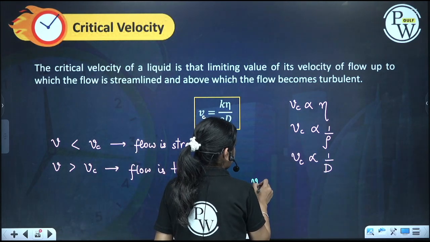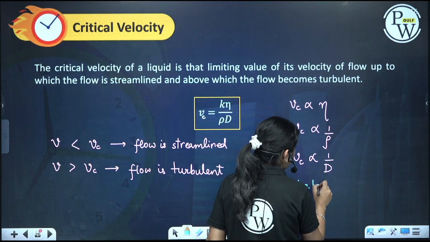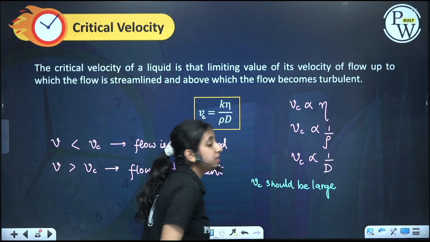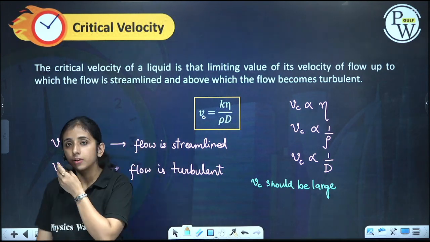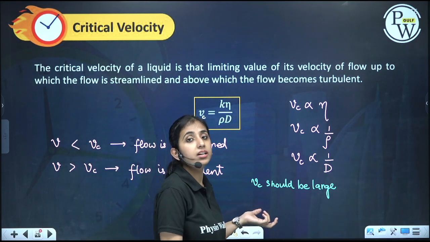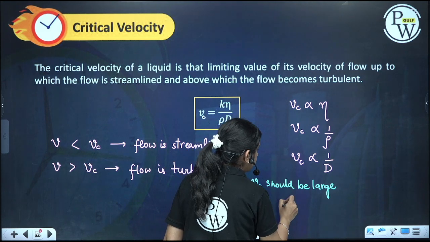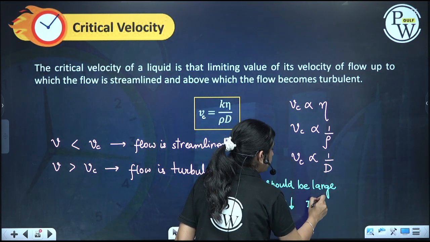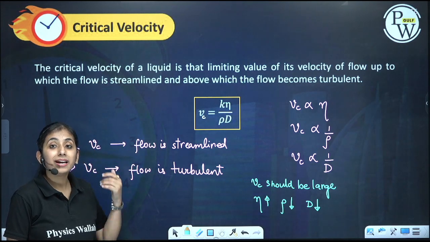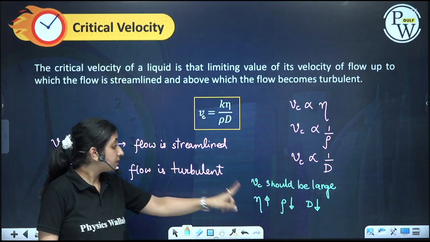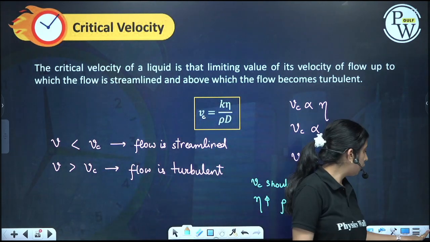To have streamline flow, Vc should be large, so that at higher velocities the flow remains streamlined and doesn't lose its property. Vc should be large, that is, eta should be large, density should be less, and D should be less. So what kind of fluid will remain streamlined at higher velocities? One having high viscosity and low density.